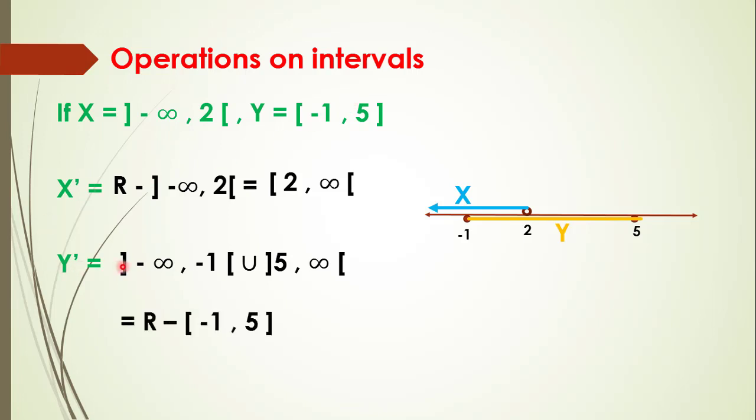The first one is from negative infinity to negative 1, this interval. I want all the number line except y, so I remove y. If you remove y, you have two parts on the number line. The first one from negative infinity to negative 1, but negative 1 is open because it's already found in y. In the same way, the second part is from 5 to infinity, and also 5 belongs to y, so I'll open it at 5. Or you can write it as R minus the interval y, negative 1 to 5.